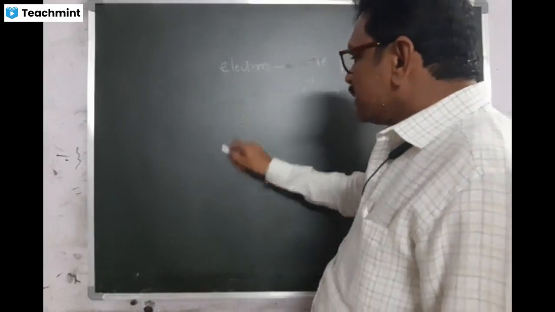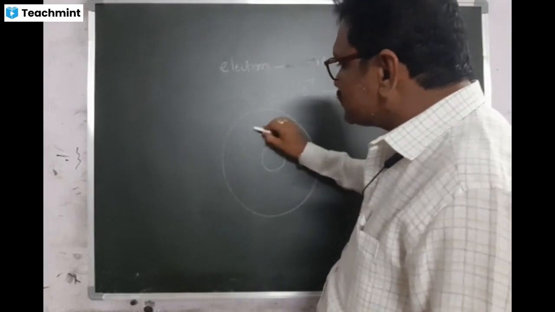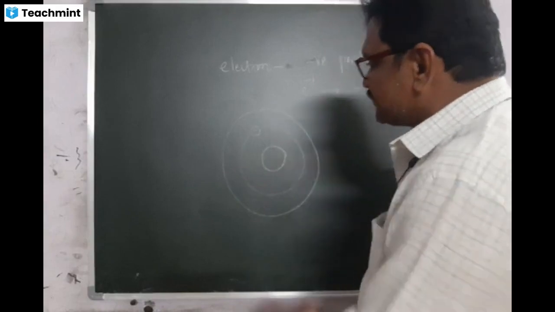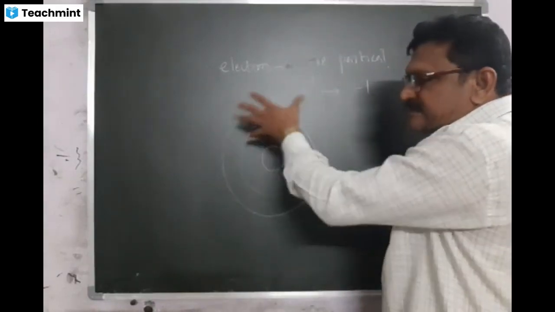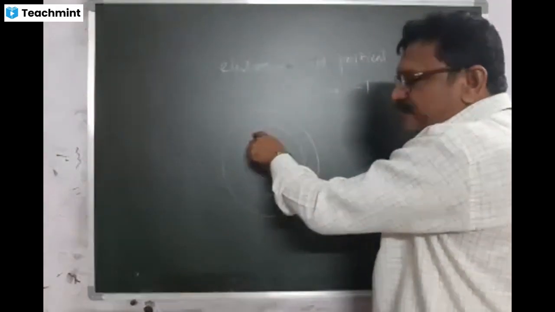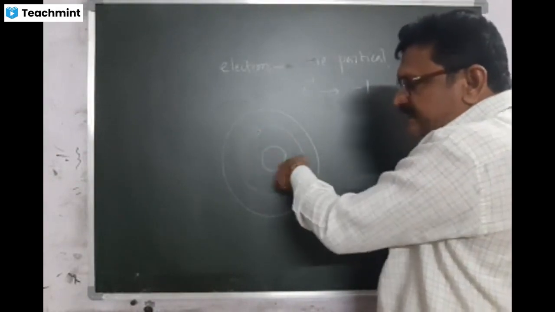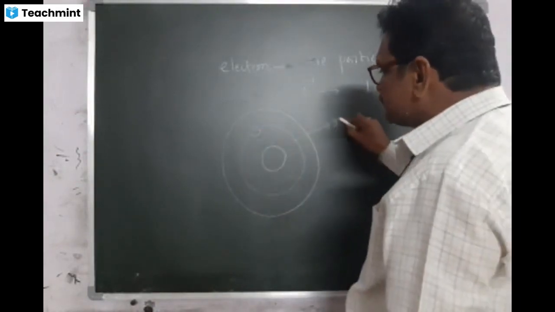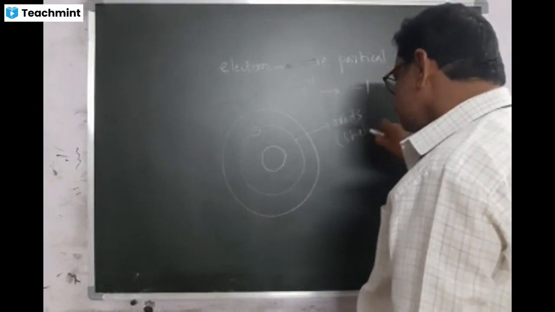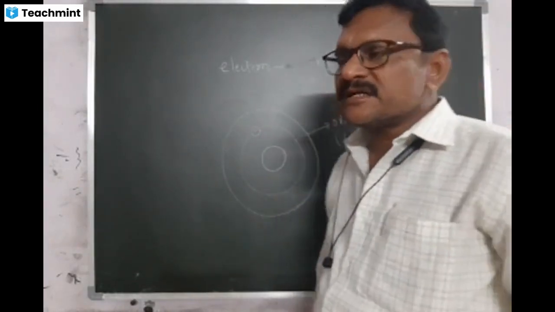Moreover, electrons are present around the nucleus in an orbit like this. For example, this is an atomic structure. You know, electron means negative particle. This negative particle revolves around the nucleus in a circular path. These are called orbits or shells.